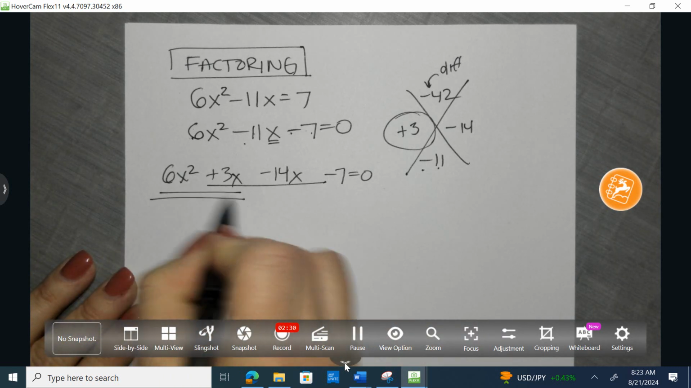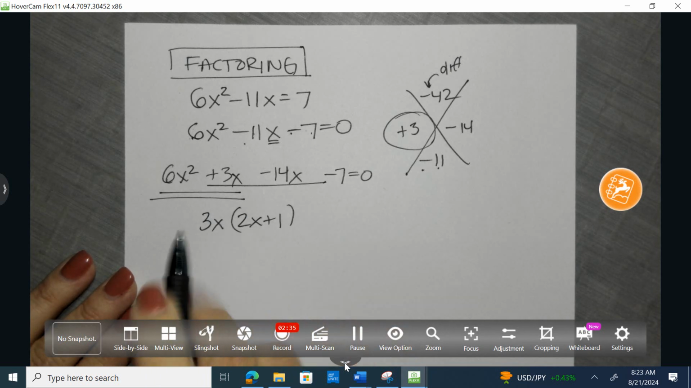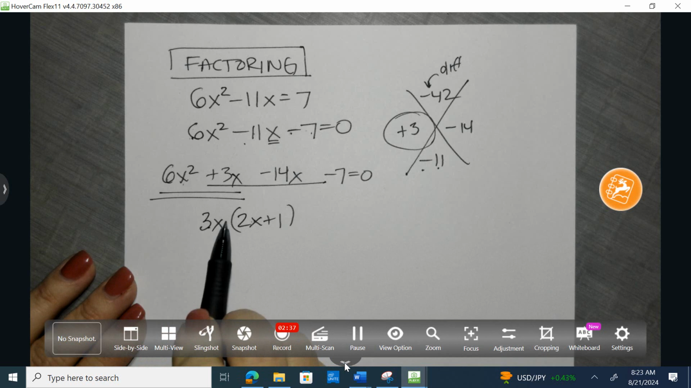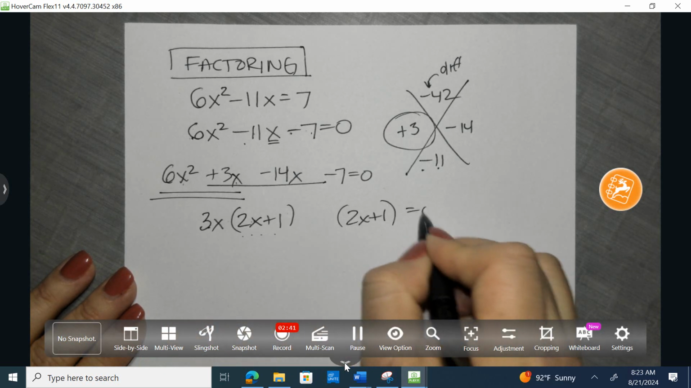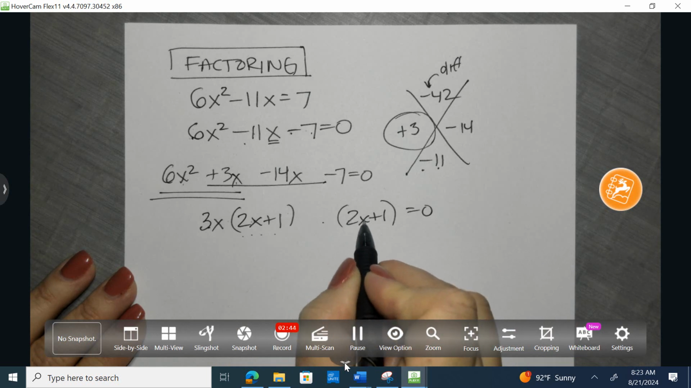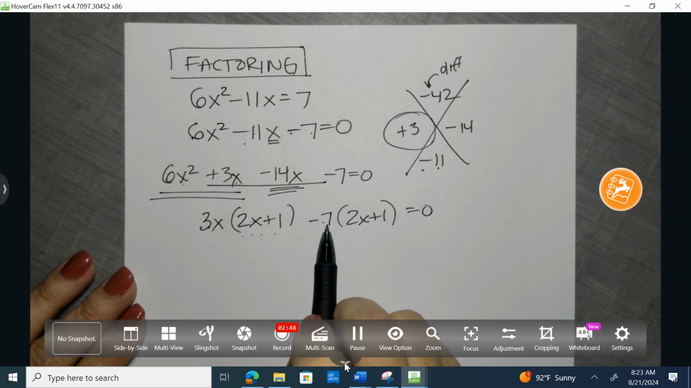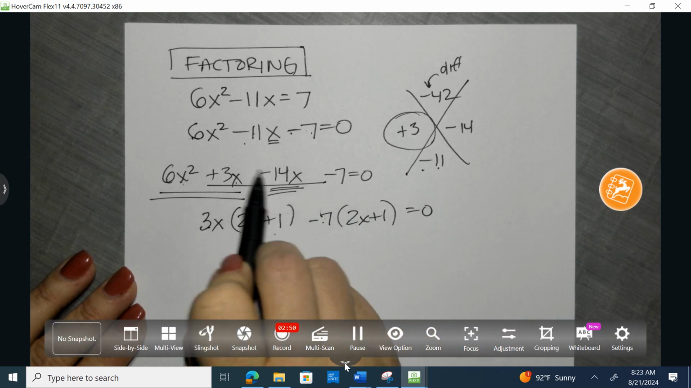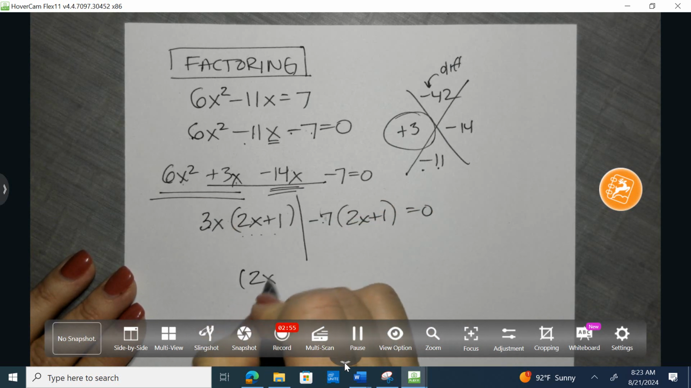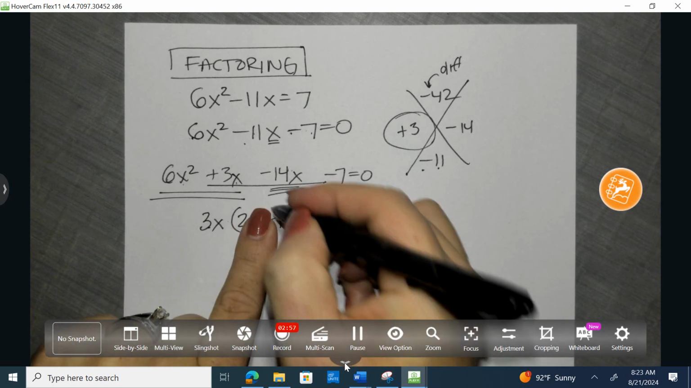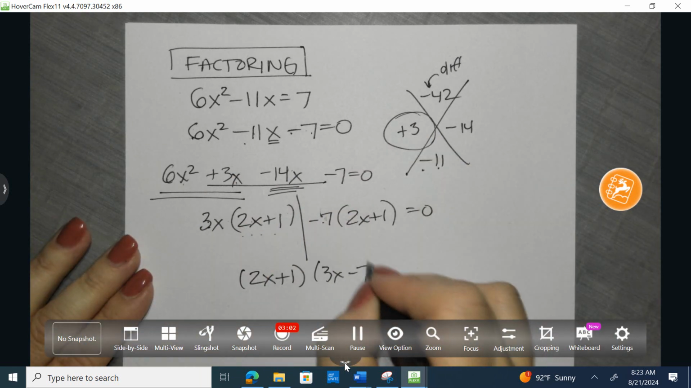So I'm looking at these 2. I can factor out at most a 3x. And I'm left with 2x plus 1. Let's just make sure. This is 6x squared. This is 3x. I'm going to take whatever's here and copy and paste it back, and ask myself, what times 2x is a negative 14x? That'd be a negative 7. Let's make sure I'm not making a mistake. This is negative 14x and this is negative 7. Now there's a front and a back half. They both contain a 2x plus 1. In front of the first part is a 3x. In front of the second part is a negative 7.